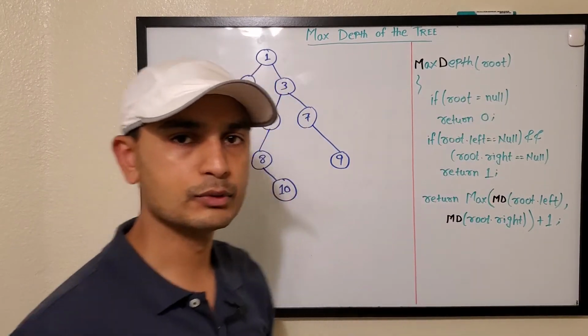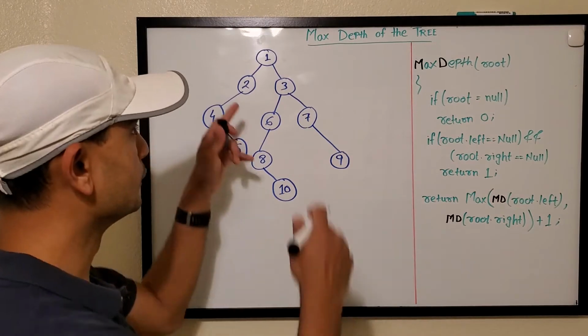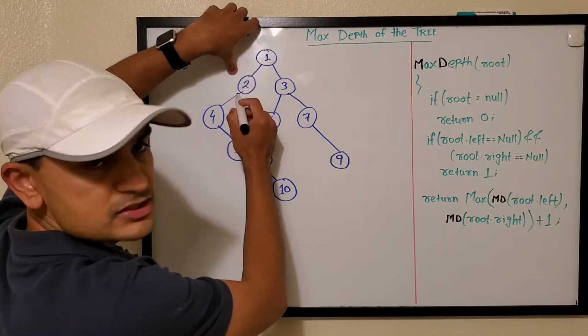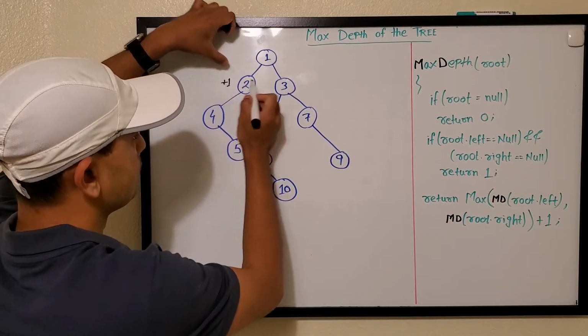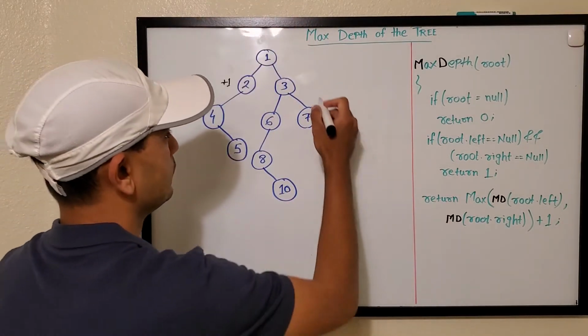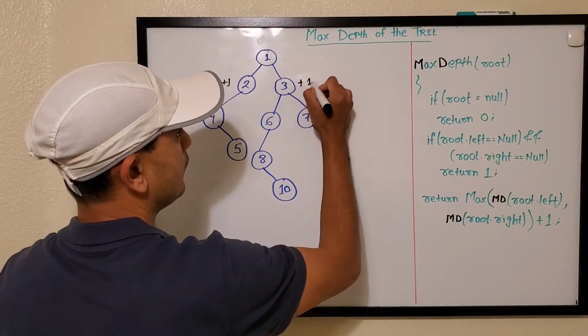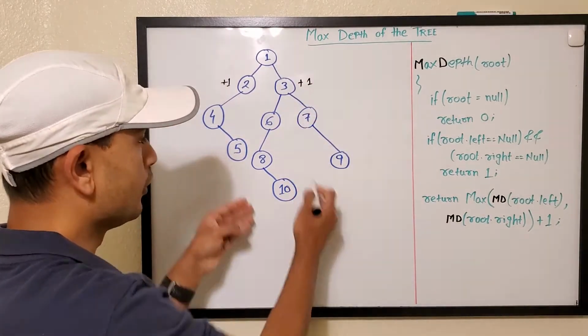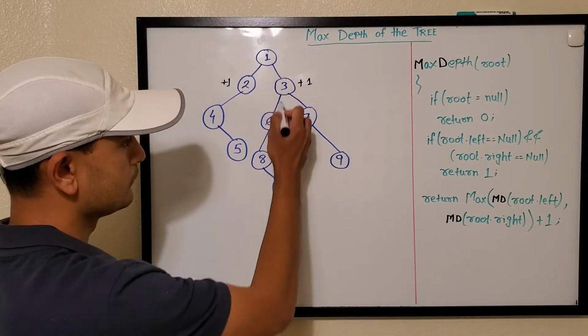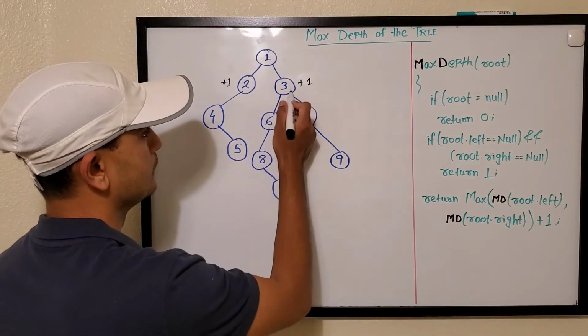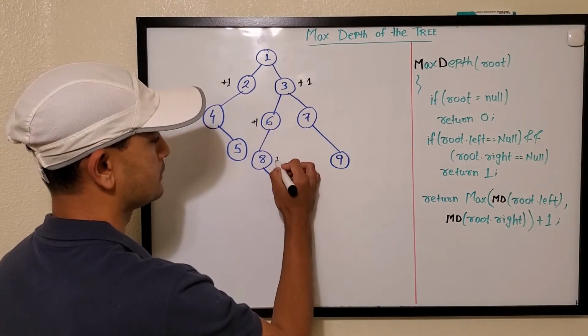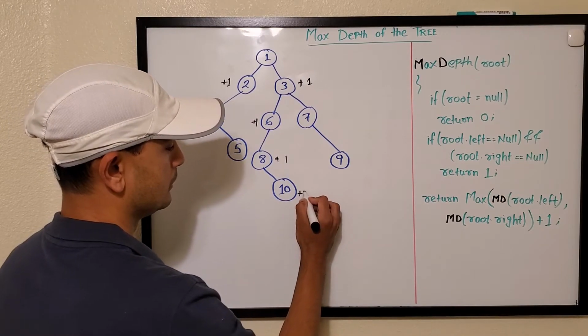So let's see how this will work. It'll call max depth on this child and do +1, right? Whichever is maximum, we'll do +1, so we'll just pick that one, and likewise it'll do on all of them. Let's just follow this path because we know this is the longest path. It'll call left child +1, right child +1, and this one +1.